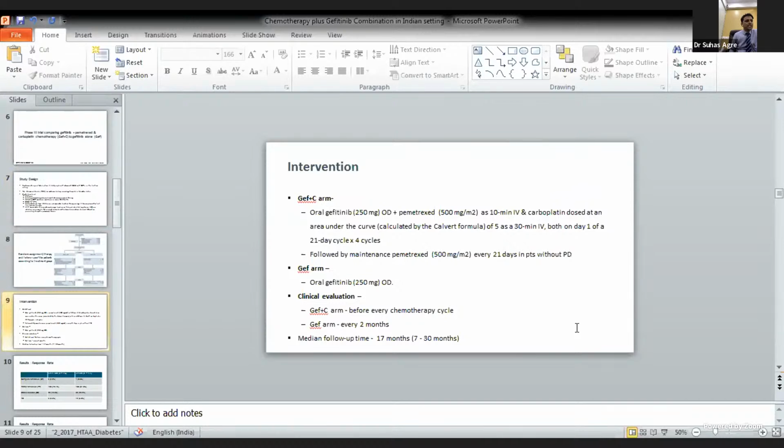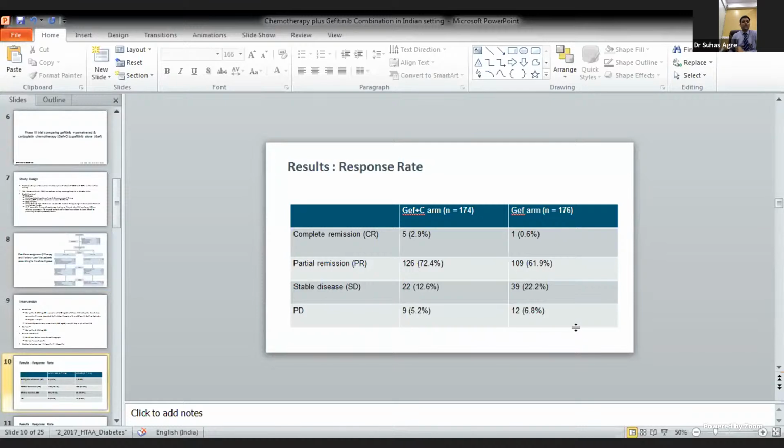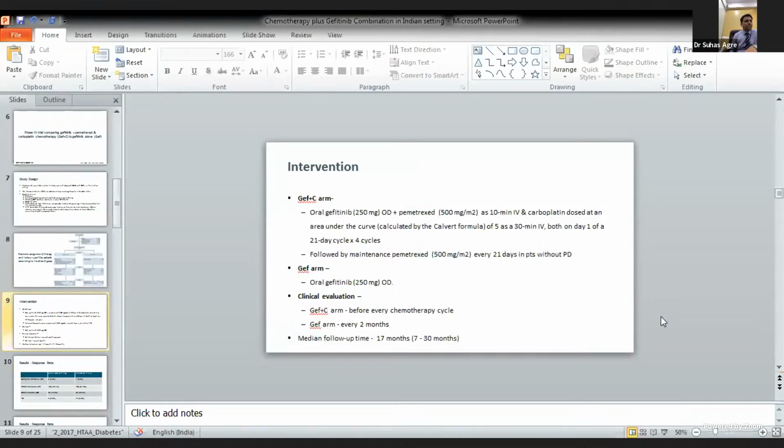Coming toward the intervention, gefitinib and chemotherapy, as we have seen, chemotherapy as a treatment along with the gefitinib arm versus the gefitinib. So we can see the response rate. The CR rate was seen in almost 2.9 versus 0.6% in the gefitinib arm, while the partial response was quite high, 72.4 versus 62% in the gefitinib arm, while the progression of the disease was lesser in the gefitinib and chemotherapy arm.